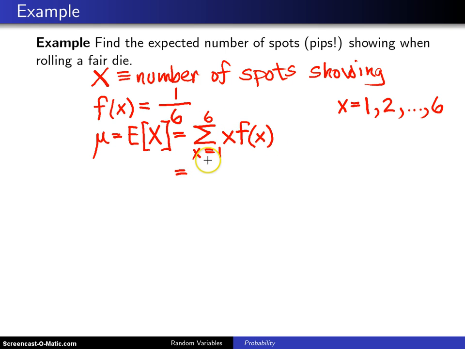Well, let's compute this summation. First of all, when x equals 1, the lower element in the summation, you are going to have 1 multiplied by f of 1. f of 1 is 1/6. Then when x is incremented to 2, you will have 2 multiplied by f of 2, and f of 2 is also 1/6. This will continue until you get 6, the upper limit, multiplied by f of 6, and f of 6 is 1/6.